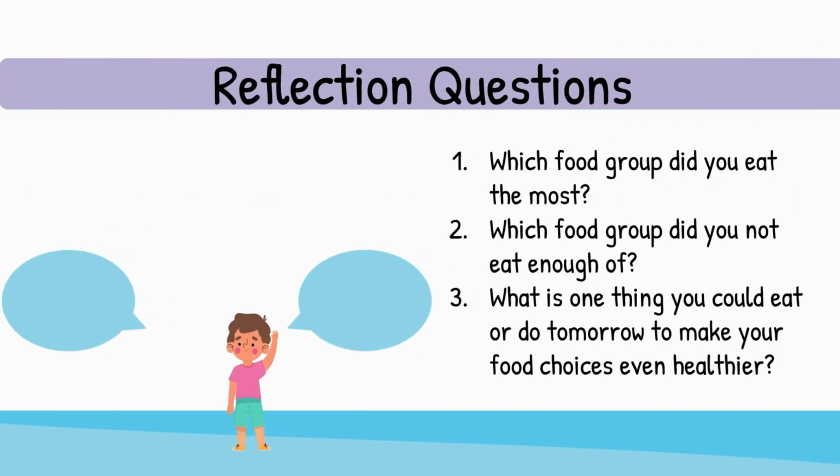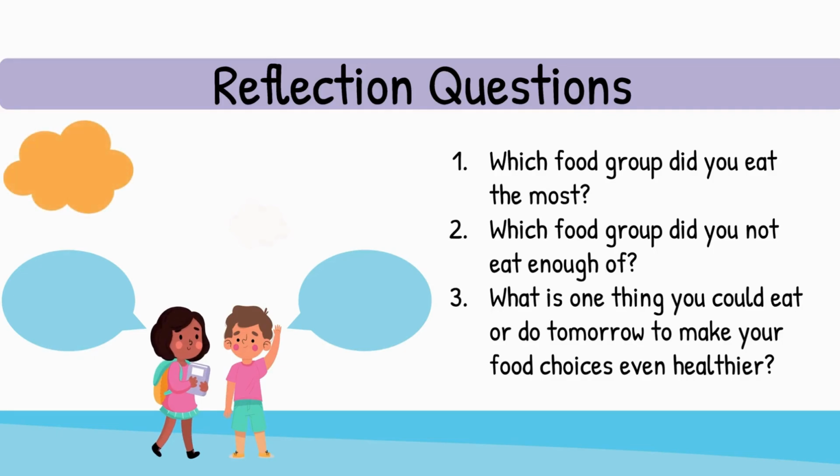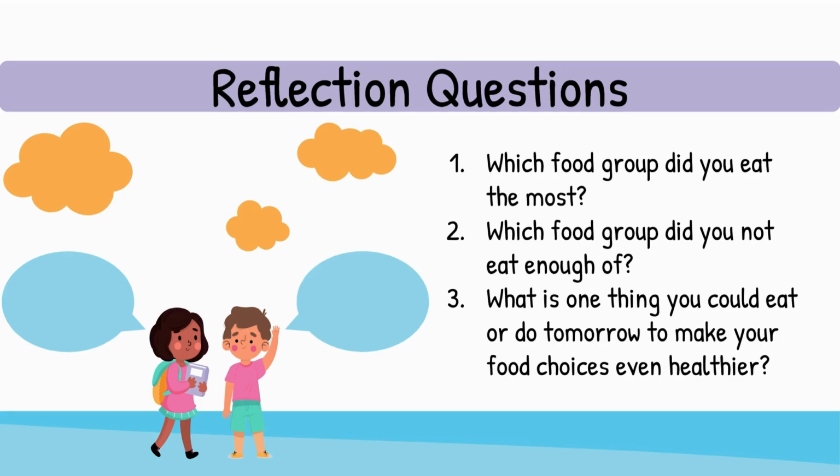Now, before we finish off, could you please take another look at your chart because we will be answering some reflection questions. The first question is, which food group did you eat the most of? Then, which food group did you not eat enough of? And finally, what is one more thing you could eat or do tomorrow to make your food choices even healthier? This could maybe be eating some more vegetables, or perhaps cutting out ice cream.